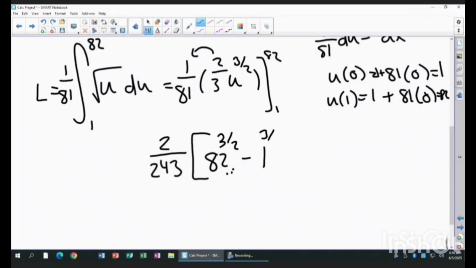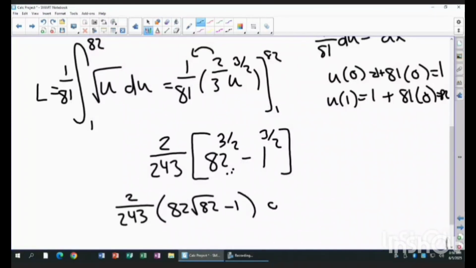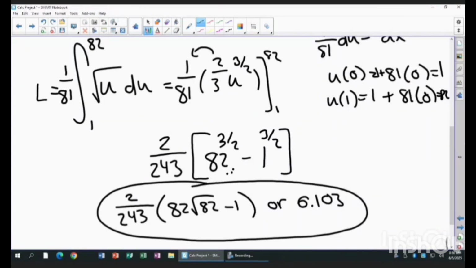82 to the 3/2 minus 1. This is again where I said before, it gets a little tricky trying to multiply it out, so you can either write it as this, or plug it into your calculator, if you're allowed, to get 6.103. And this is the length of your curve. So that is again an example of how to do it using u-substitution.